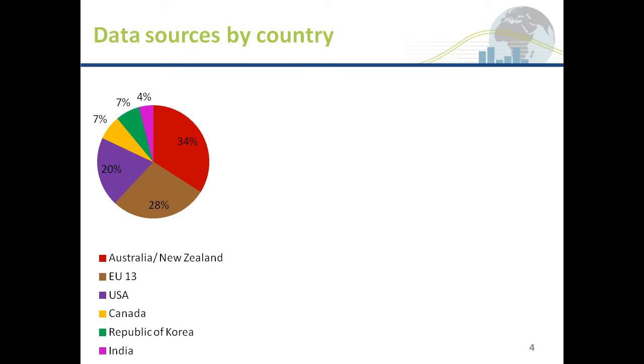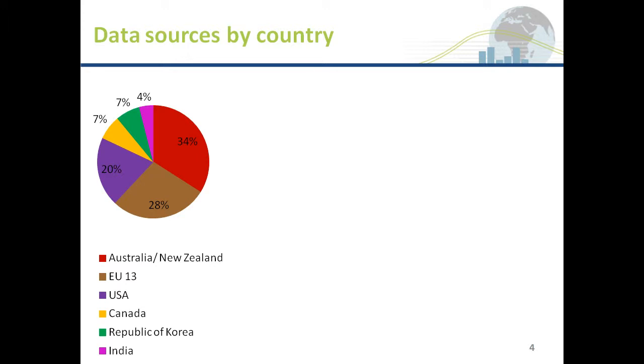The countries that made available the data are shown on this pie chart. Around a third of the data actually comes from Australia and New Zealand, and that country has for many years monitored standby power and provides a very good time series of data. Just under a third of the data comes from the EU, and then we have USA, Canada, the Republic of Korea, and a small amount from India as well.